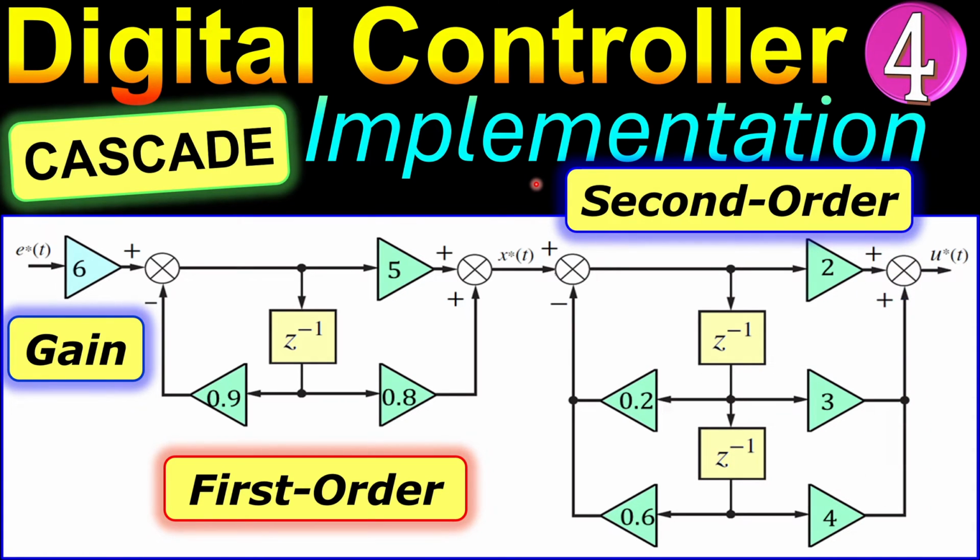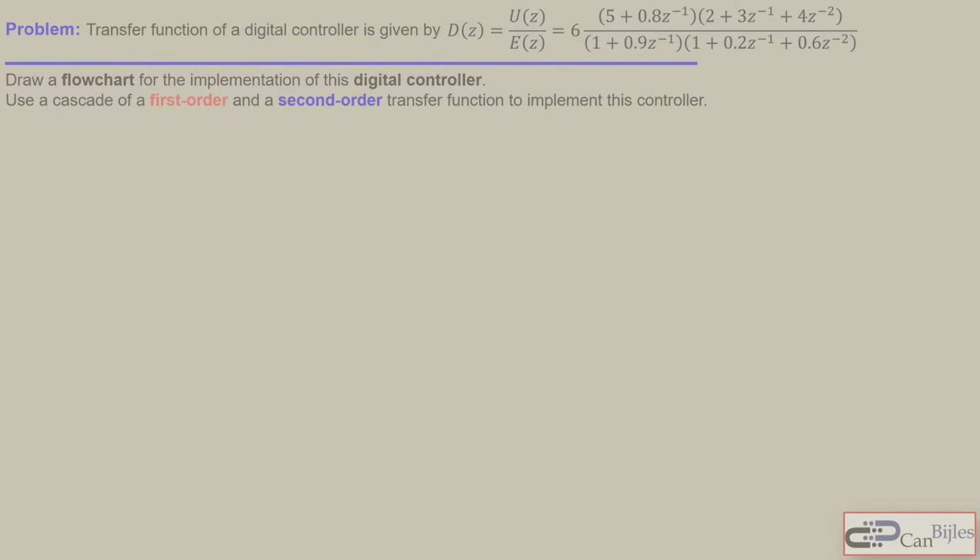This is our example number 4. We continue with the Cascade implementation of our digital controllers. In this case, we will look at a third order system where we have the gain stage, a first order stage, and a second order stage, all of them in Cascade. And again, we have discussed that the Cascade implementation is useful when you want to make the sensitivity to coefficient variations lower. That is the idea of Cascade implementation. So let's see our example.